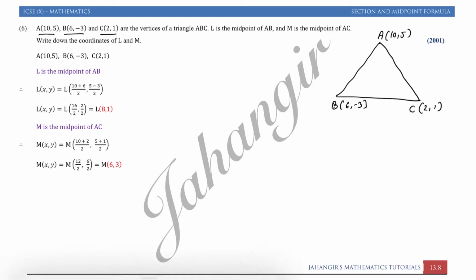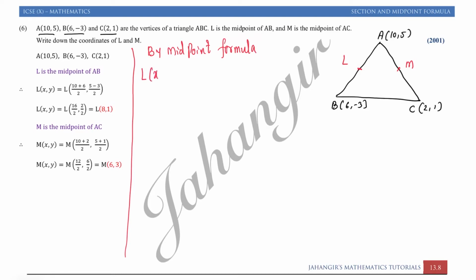Now L is the midpoint of AB and M is the midpoint of AC. You have to just find the coordinates of L and M. So it's a very simple question. So we'll say by the midpoint formula, we can say L (x, y), because coordinates are always x comma y.